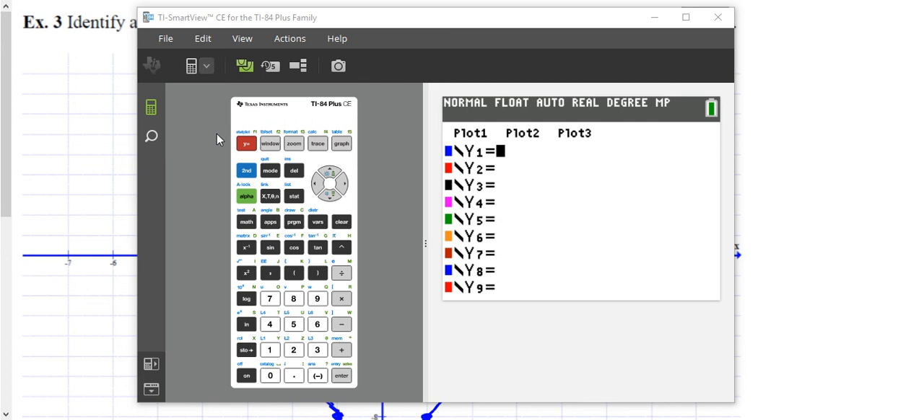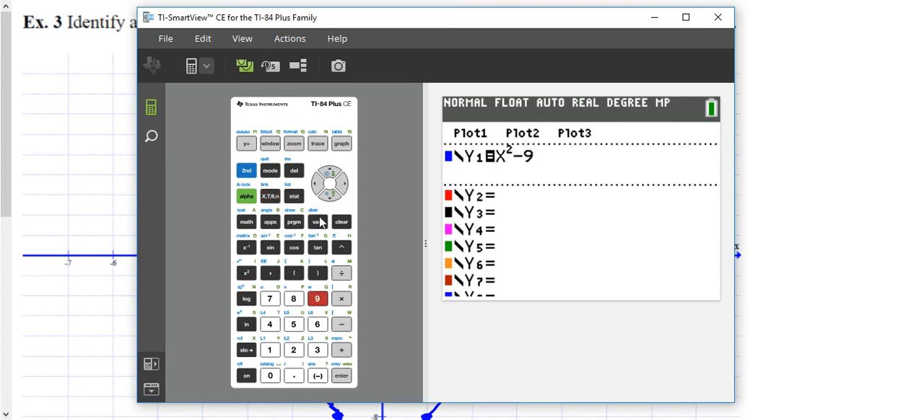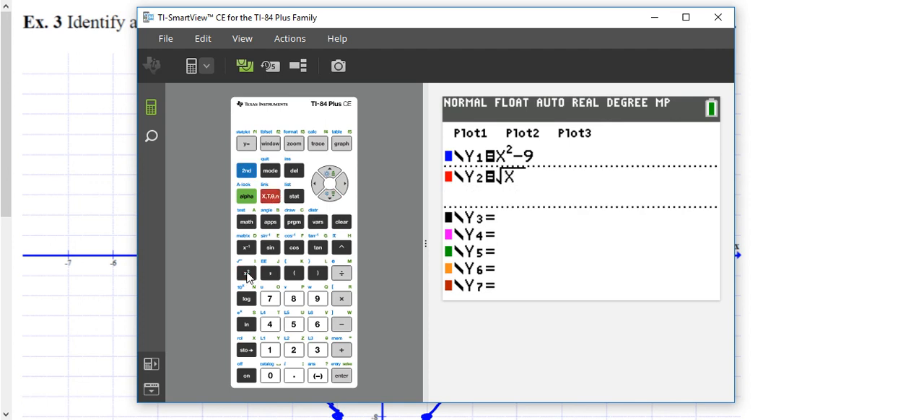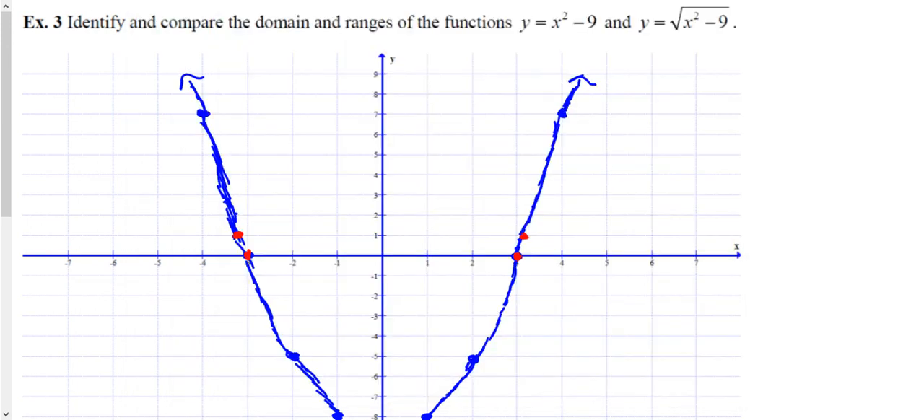So here I just loaded up my graphing calculator. I made sure that everything was nice and clear and out of the way. So the first graph, of course, that I'm going to graph is x squared minus 9. And the next one I'm going to do is the square root of x squared minus 9. And again, before I hit graph here, just double checking what I already have.